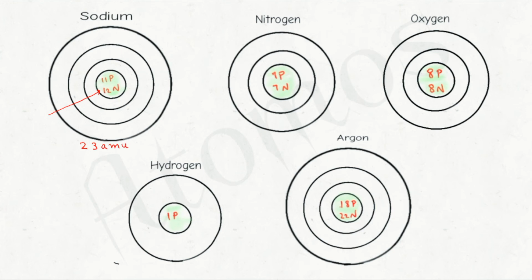Got it? What about nitrogen? 7 protons and 7 neutrons. So what is the atomic mass of nitrogen? That is 14 AMU. And what is the atomic mass of oxygen? 8 protons, 8 neutrons. That will be 16 AMU. And what about hydrogen? Hydrogen is the only element without having any neutron. So, the atomic mass of hydrogen will be 1 AMU. It has got only one nucleon. What about argon? 18 protons and 22 neutrons are there. So, total 40 AMU.